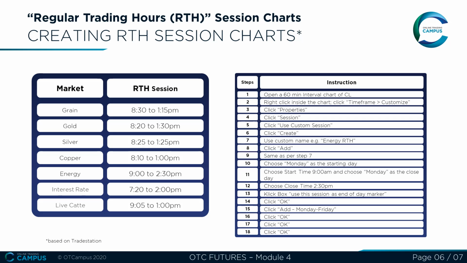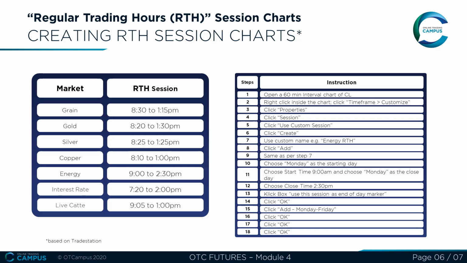your session the same as step 7, choose Monday for start day, choose start time of 9 a.m., time is based on exchange time, choose Monday for end day, choose end time of 2:30 p.m., time is also based on exchange time, check box for use this session as end of day marker, choose OK, choose add Monday to Friday, choose OK, and choose OK again.